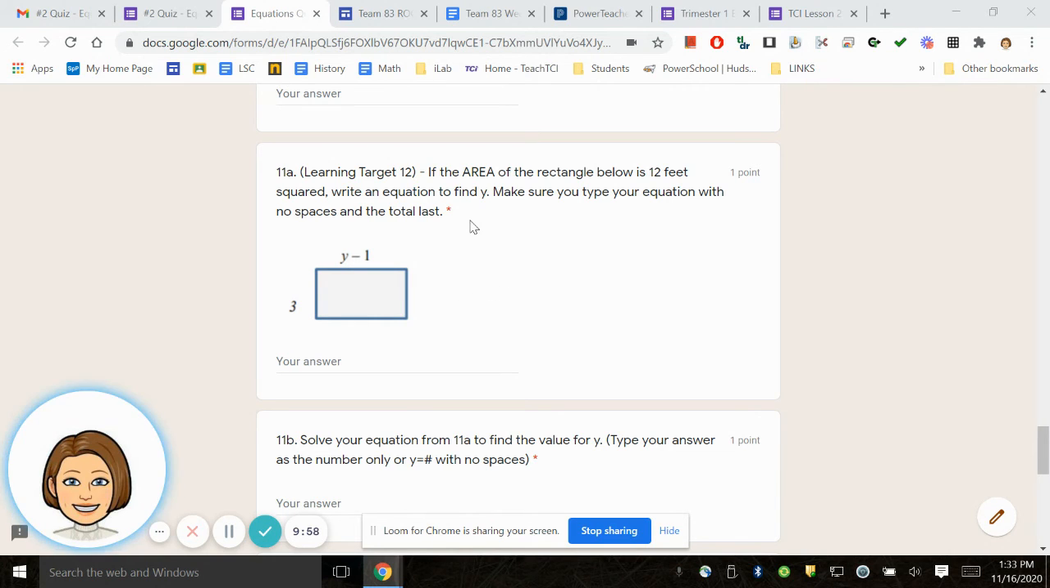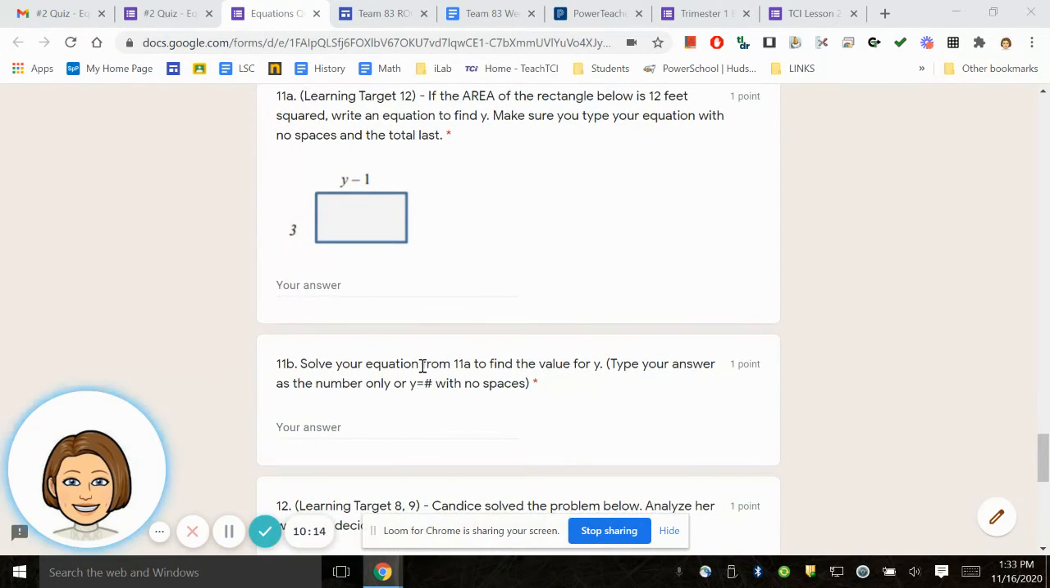Based on the area. So if the area of the rectangle below is 12 feet squared, write an equation to find y. Make sure you type your equation with no spaces and the total last. So this first one, 11a, you're simply finding the equation. 11b, you're solving it. Make sure you write y equals blank.